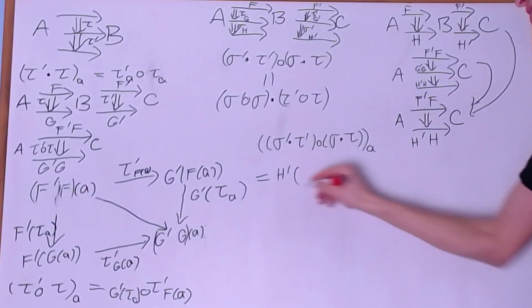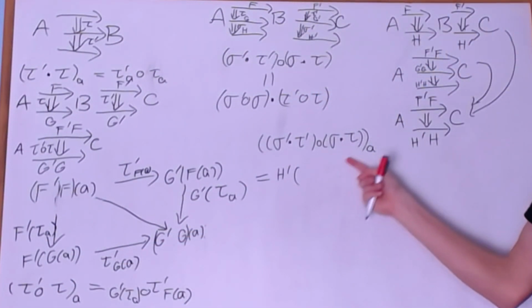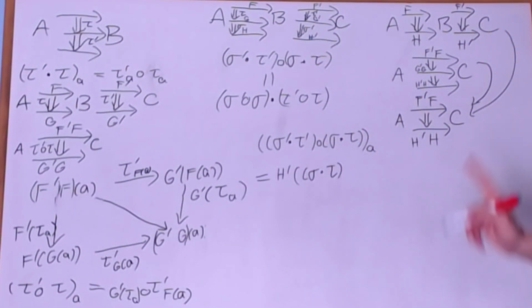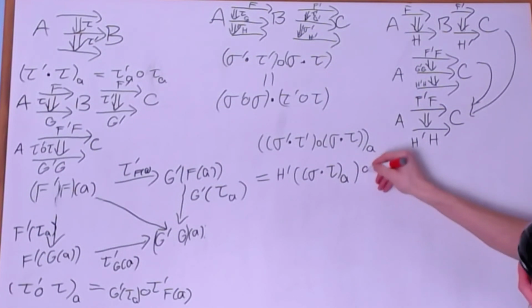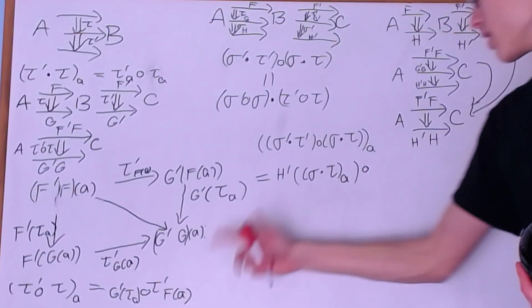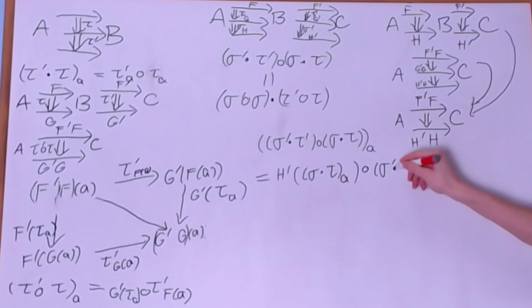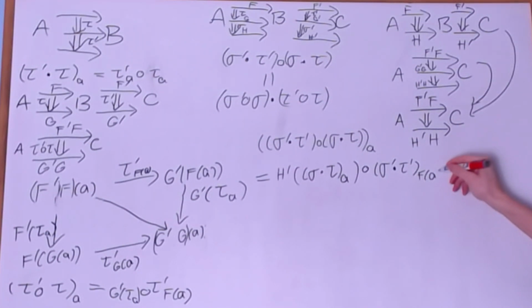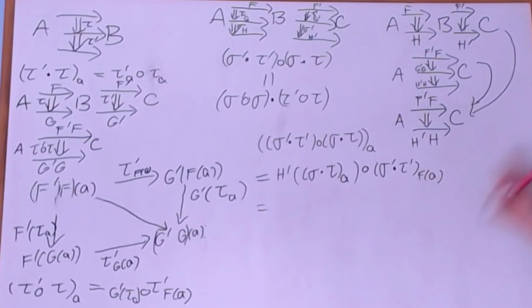What do we apply it to? Well, we apply it to, you can see tau here is right there. So we apply it to sigma dot tau, the first one in the composition. And what do we do it at? We do it at A. All right, then we can compose that with tau prime, which is the second one in the composition, is then sigma prime dot tau prime. And that's going to be at F of A, which in the diagram you can see is still F of A. All right, now we can use the definition of this vertical composition.